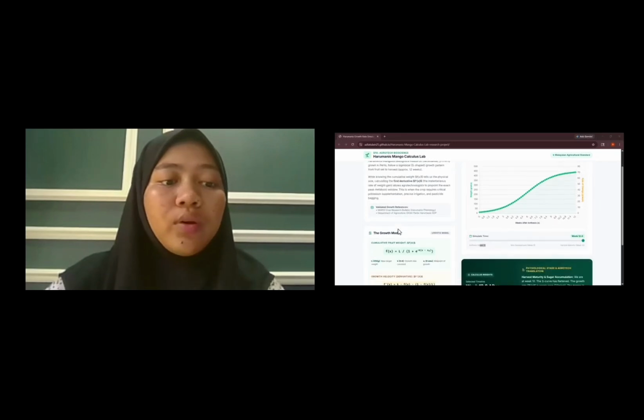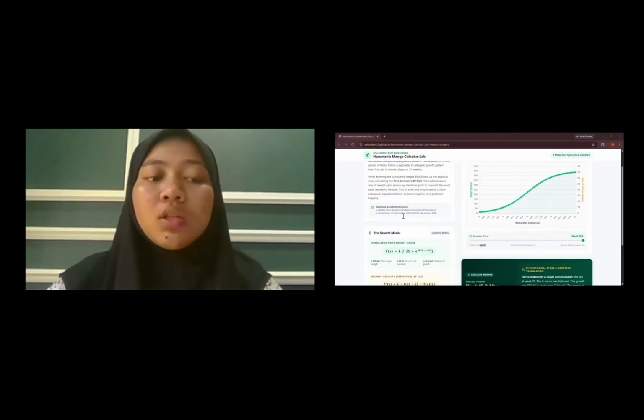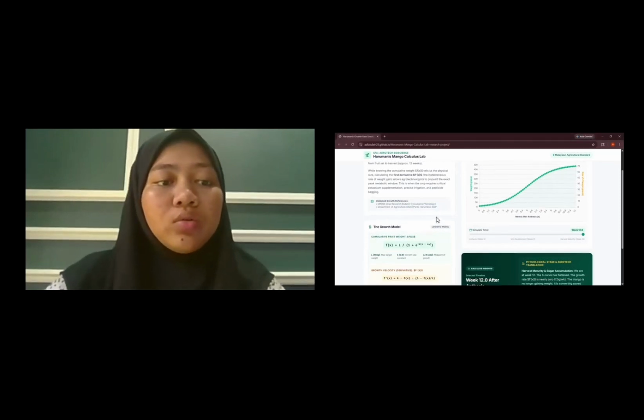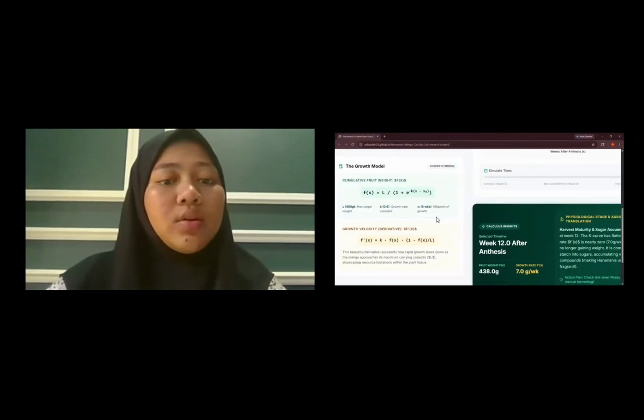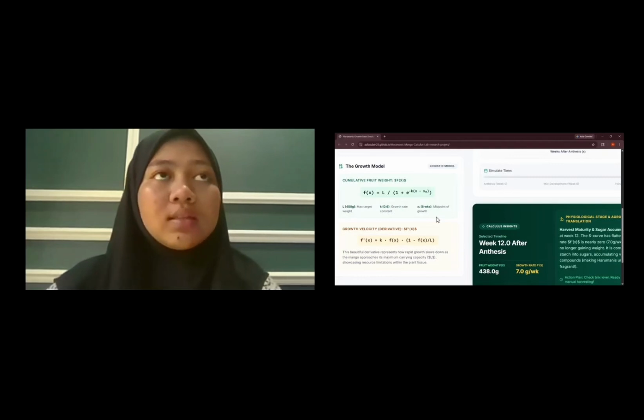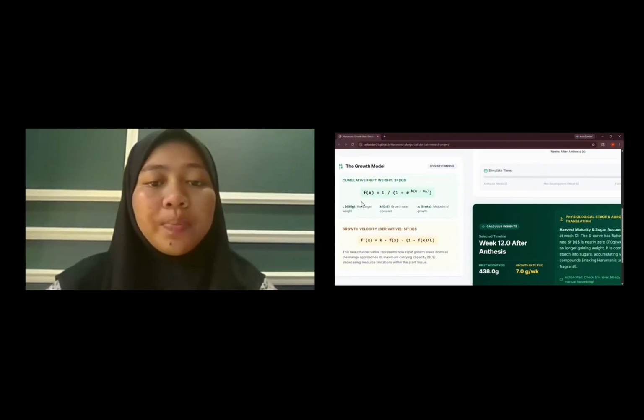If you want to know, the valid growth references are from the MARDI Crop Research Bulletin on Harum Manis phenology and the Department of Agriculture (DOA) Perlis Harum Manis SOP. So we go to this part. For this model, we use the logistic growth model. The weight is called f of x, and the maximum size is 400. This is the 400 maximum target.